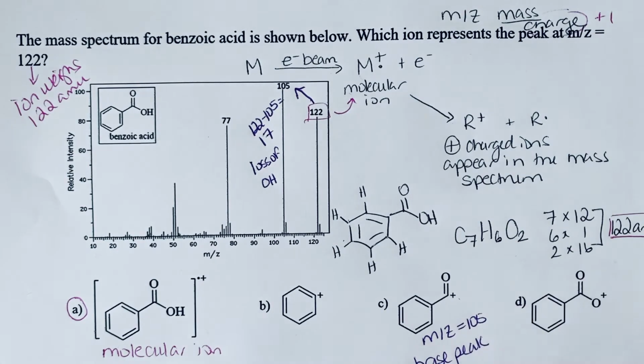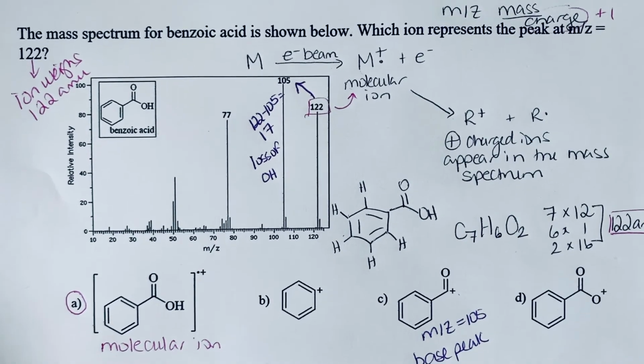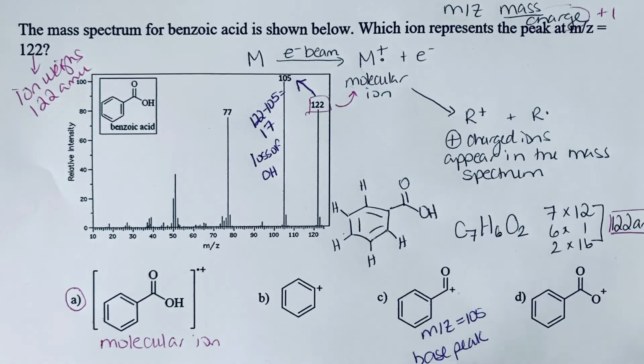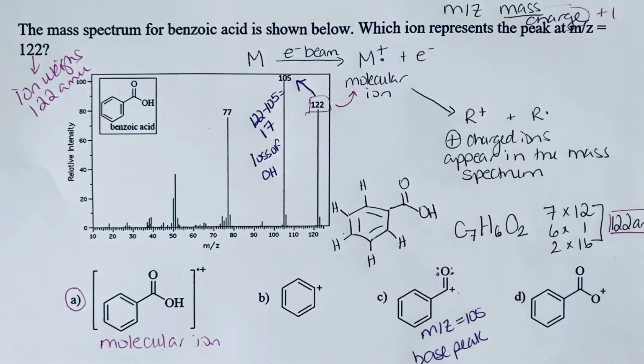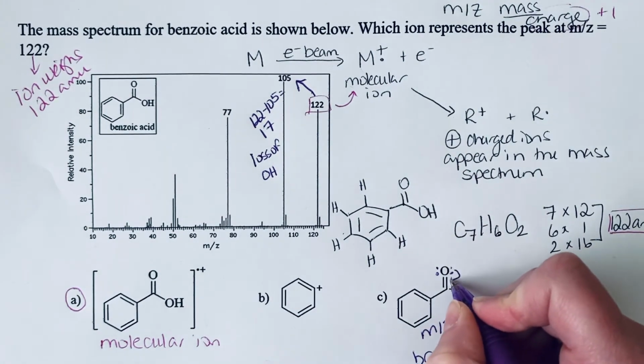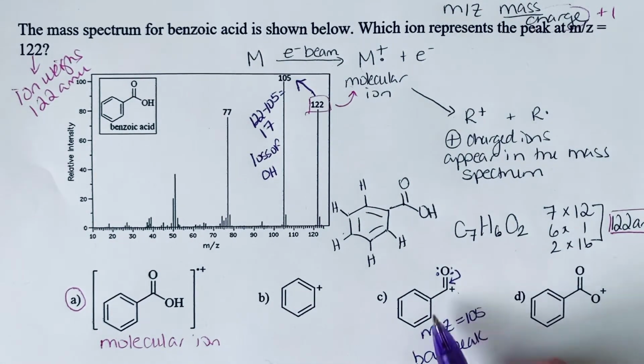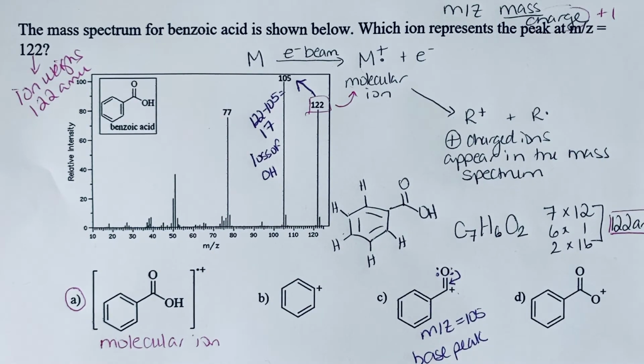These tend to be peaks that are very stable, so the cation is surviving long enough to reach the detector and appear prominently in the mass spectrum. What makes this particularly stable is that we've got some resonance stabilization. You can bring in these electrons from the oxygen to stabilize that cation.